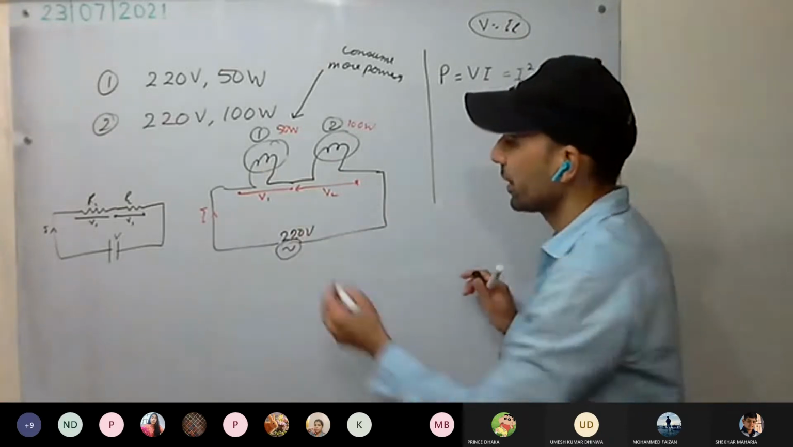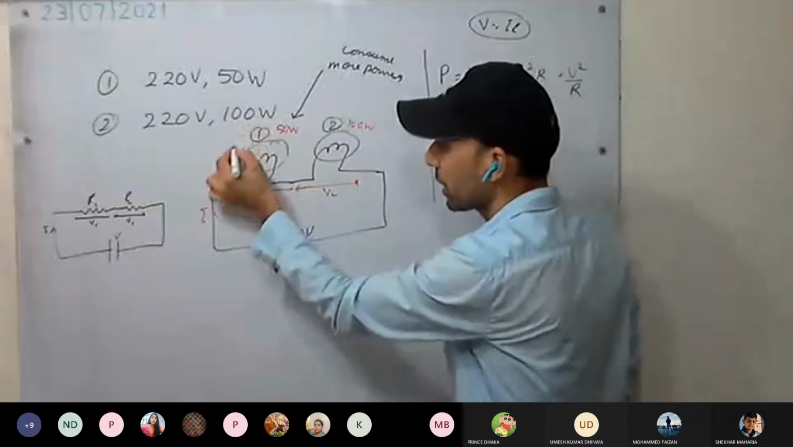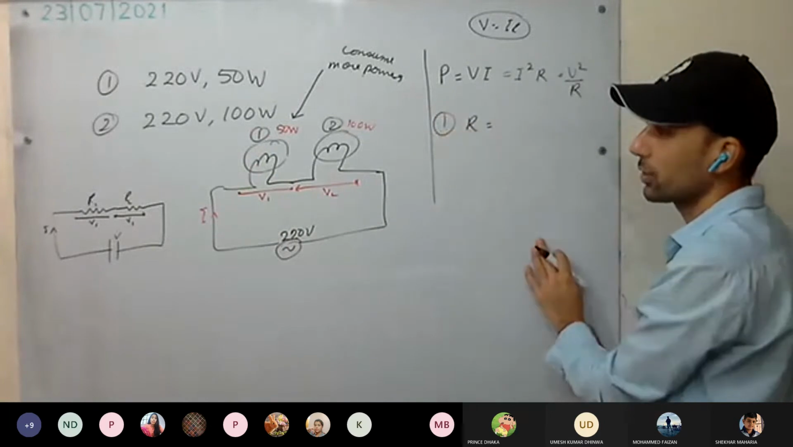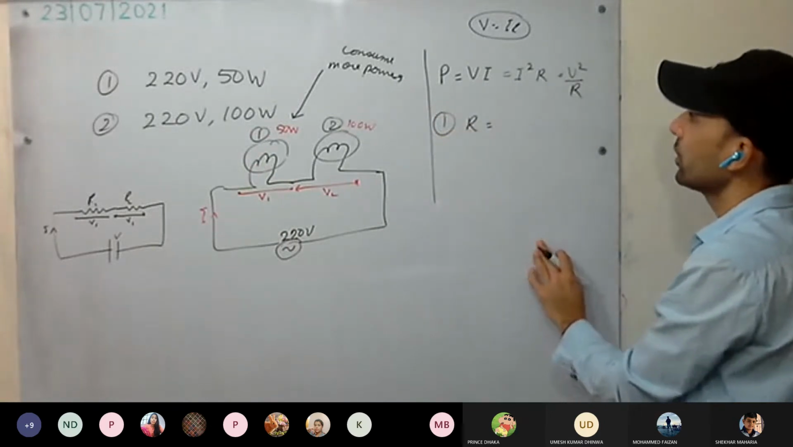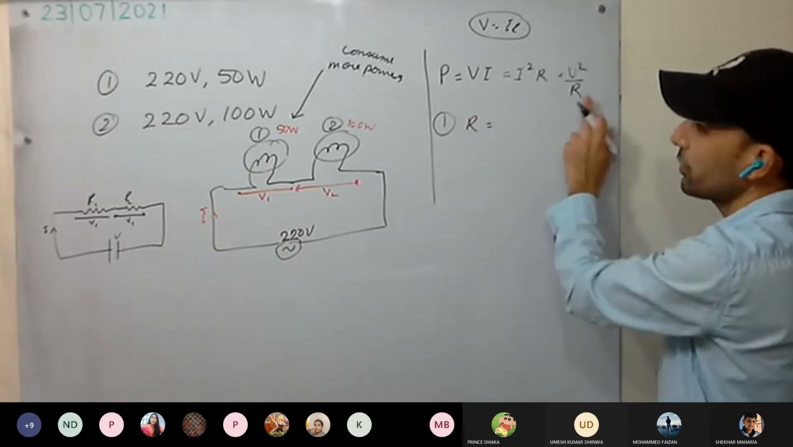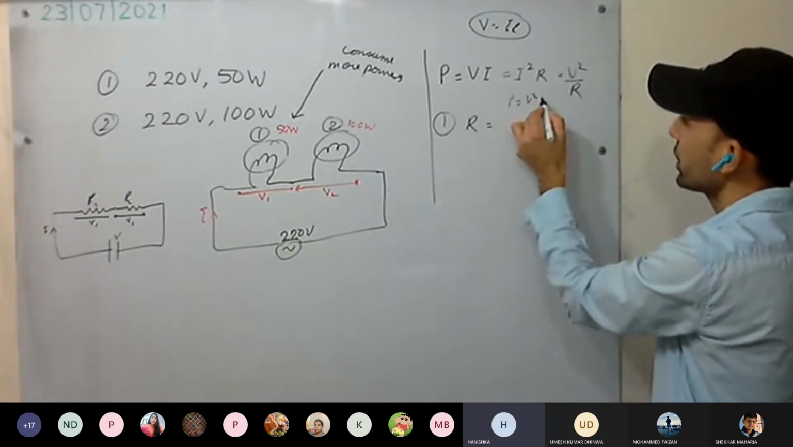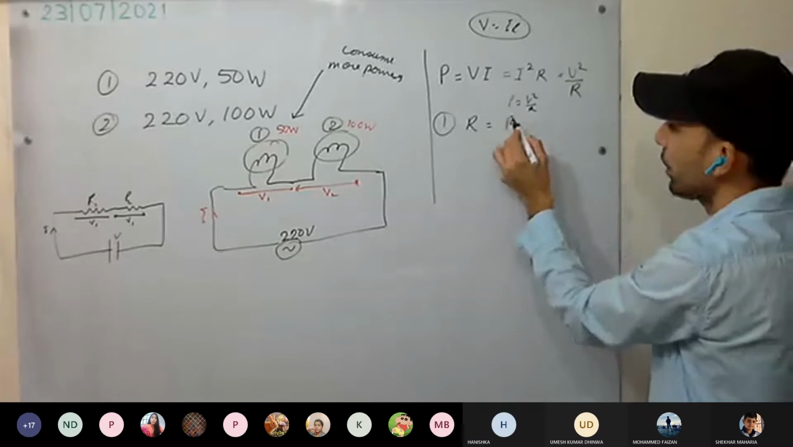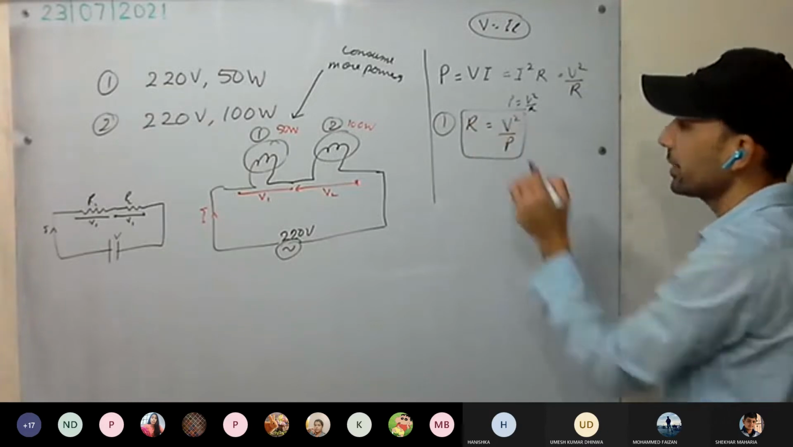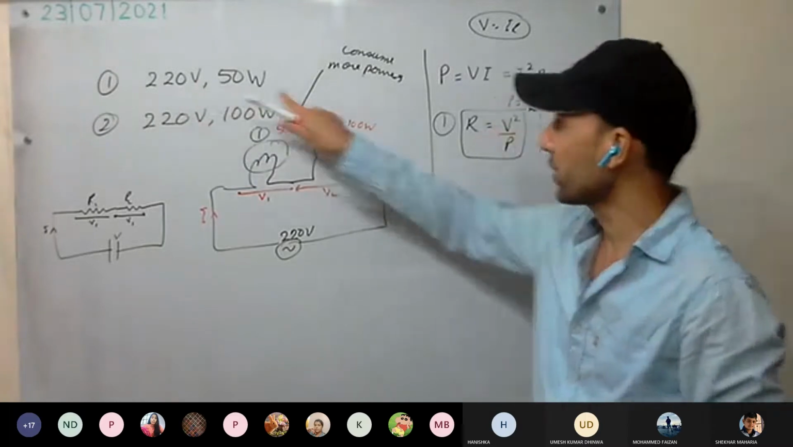The current flowing is the same. First, calculate the resistance of the first bulb. Which formula are you going to use? You would need to calculate the current first, or we can use the last one, P equal to V square by R. So R will be V square by P. Using these two quantities, we can calculate resistance.